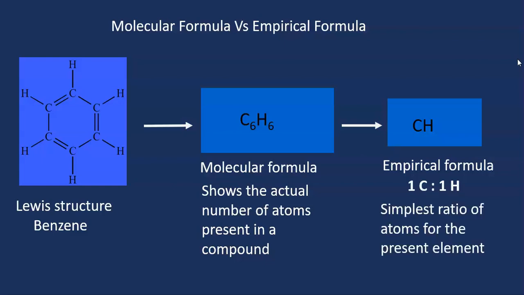By definition, an empirical formula is the simplest ratio of atoms for the elements present in the compound. The ratio can only be written as a whole number. No decimals or fractions can be used in an empirical formula.